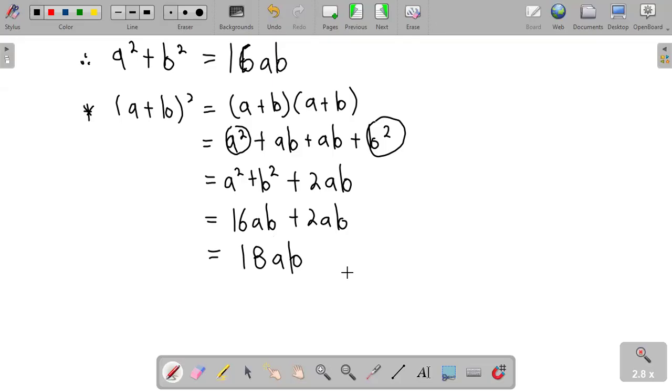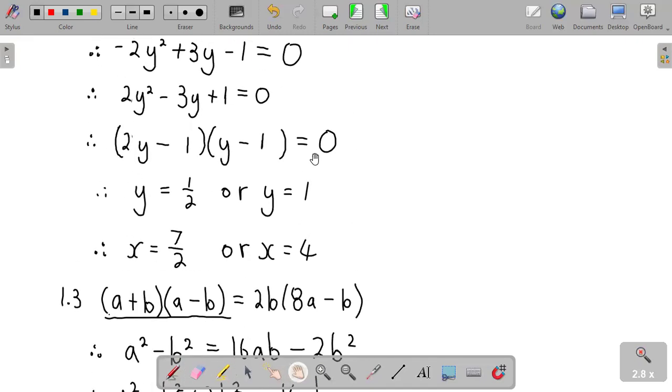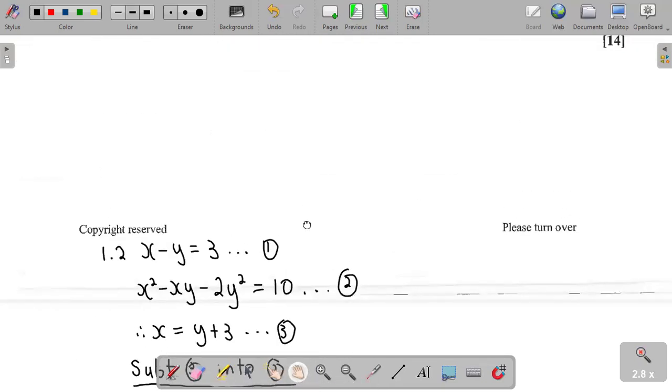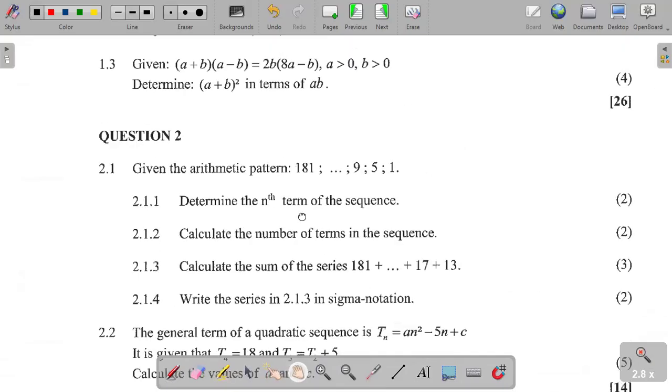You need to think out of the box a little bit. It's a challenging question. I think for question 1, that wraps it up.